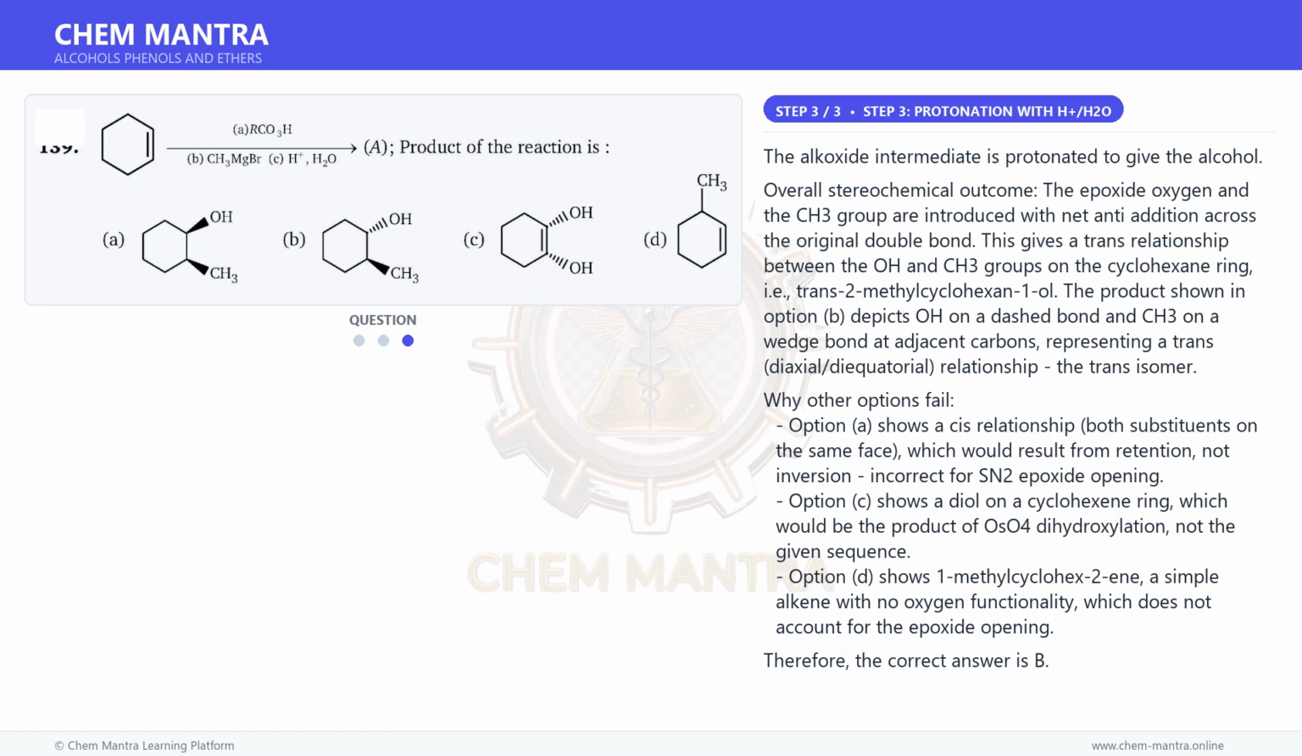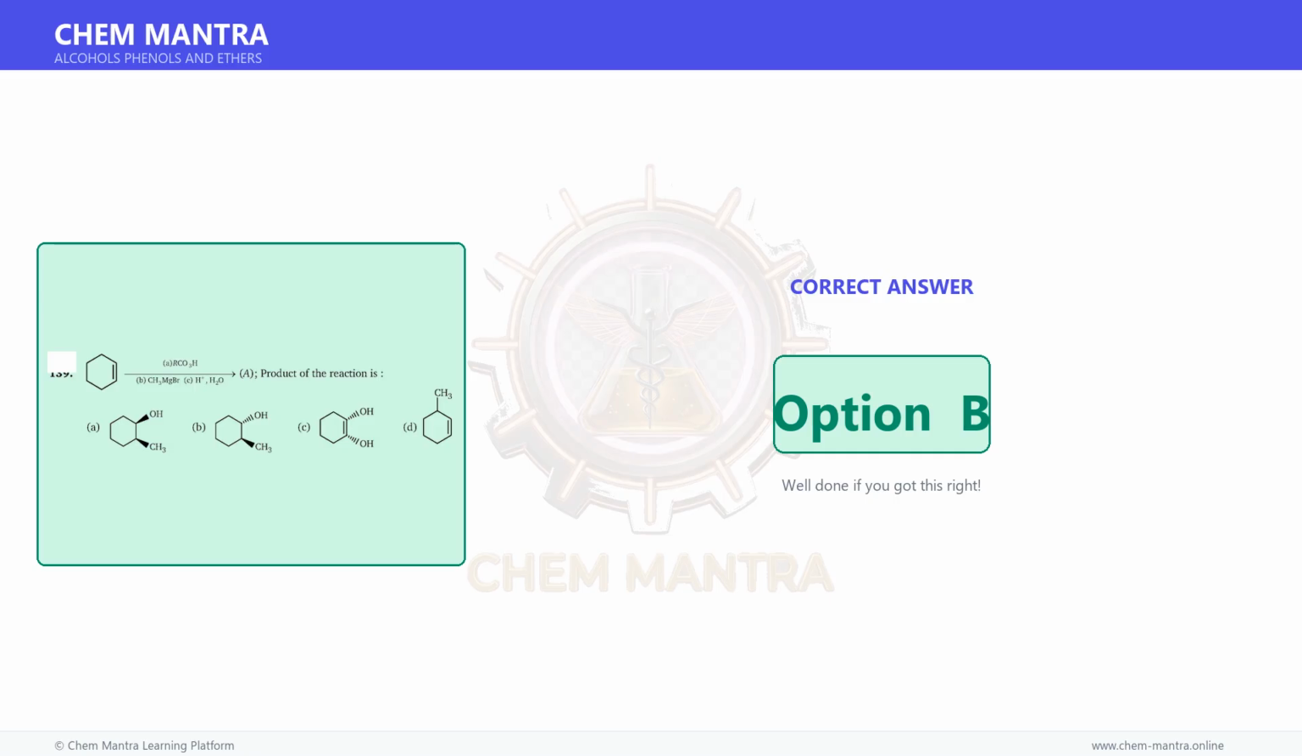Option C shows a diol on a cyclohexene ring, which would be the product of OsO4 dihydroxylation, not the given sequence. Option D shows 1-methylcyclohex-2-ene, a simple alkene with no oxygen functionality, which does not account for the epoxide opening. Therefore, the correct answer is option B.